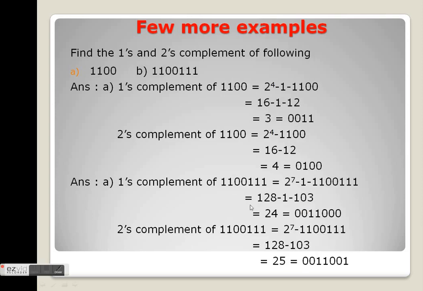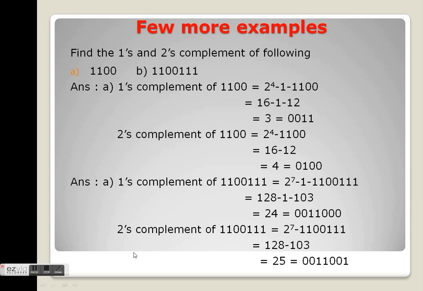Students, now let's take the examples to find ones and twos complement. In this case we have taken two examples, A and B. I will discuss question number B here. You will solve question number A by yourself. In question number B, the number is 1100111. In this case, the value of small n is 7, the value of r is 2, and the value of capital N is 1100111, which is equal to 103 in decimal.